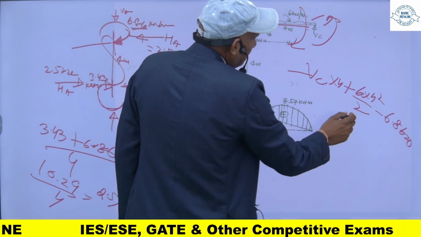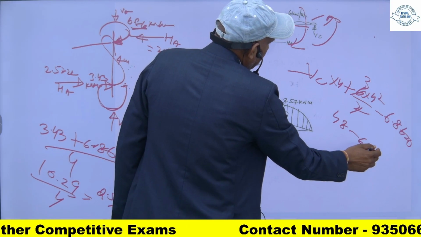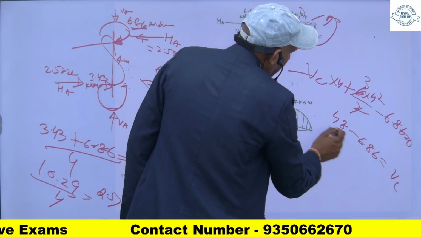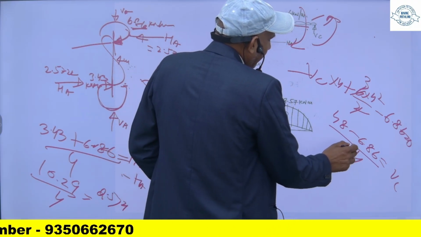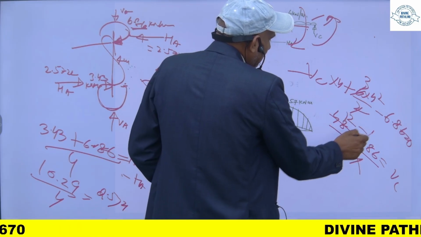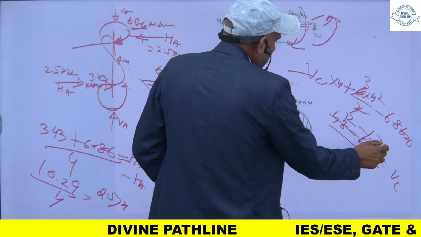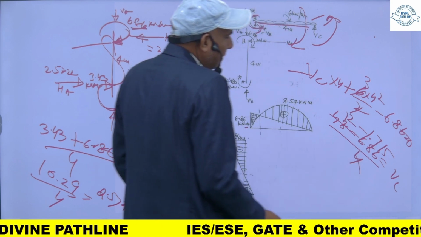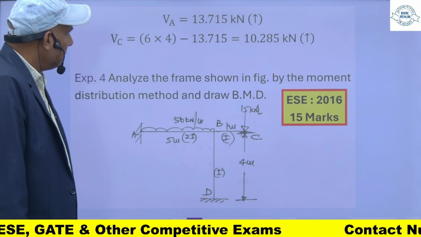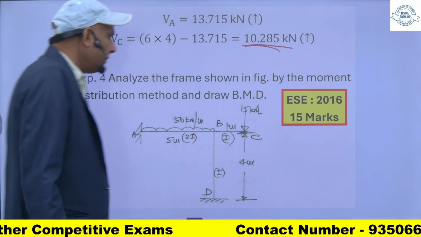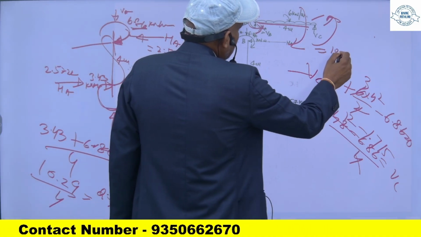From this I can find VC. To find VC I will take this to that side, so what will it be, 16 × 3.48 - 6.86 is equal to VC × 4. We will divide by 4, so this will be 12 minus 12.1715, so it will be 10.285 kilonewton you will get. So it is 10.285 kilonewton.